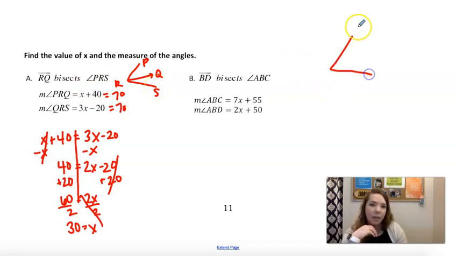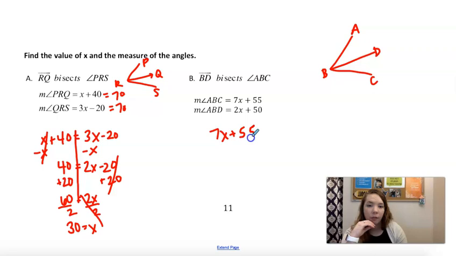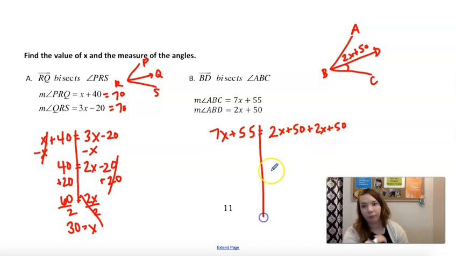BD bisects ABC. ABC, that's the big piece, is 7x plus 55. ABD is 2x plus 50. Now, I don't know what this one is, but I know it's also got to be the same. So I'm going to do 2x plus 50 plus 2x plus 50. Okay, so if I combine like terms, we get 4x plus 100.